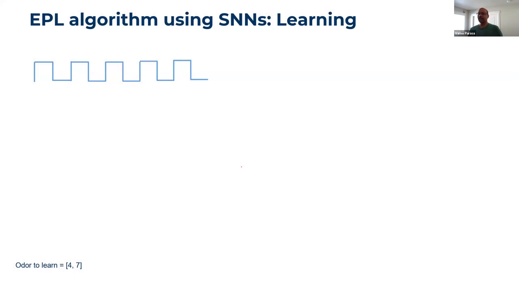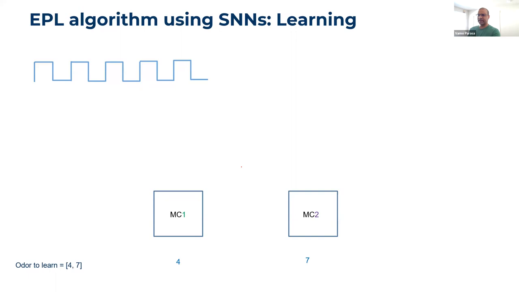The spiking neural network algorithm has a lot of details, because it has a lot of biology and neuroscience built into it, and explaining it would itself take a lot of time, but I will try to condense it into a very high level picture. Say we want to learn the odor 4, 7, just two sensors. It's a very simple model. 4 and 7 are the sensor readings. And we have the mitral cell spiking neurons here. We feed them as bias currents. These are not spikes, but we are feeding them as bias currents to the spiking neurons.